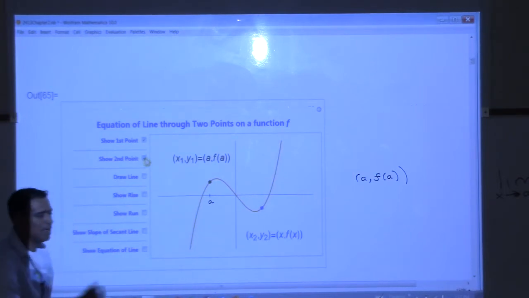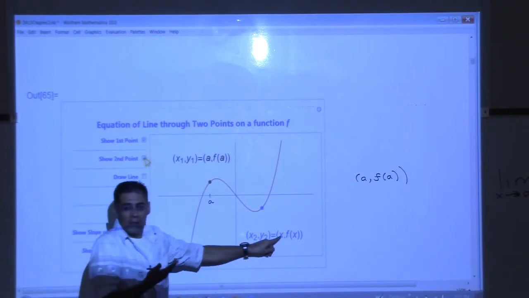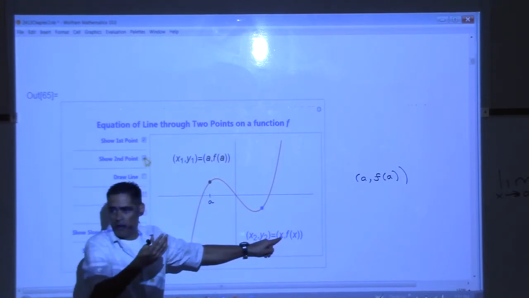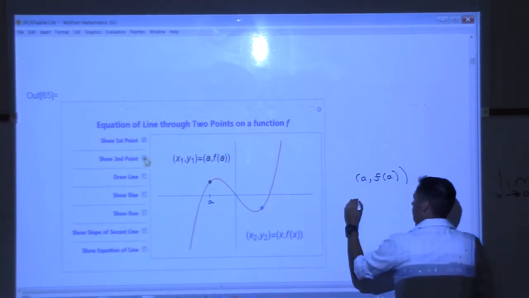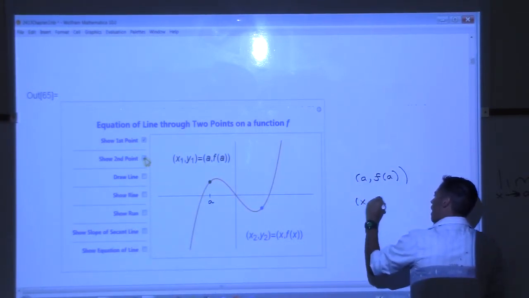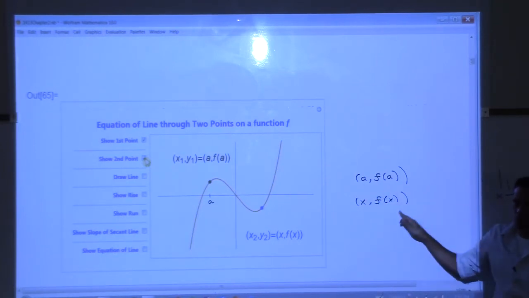My second point can be any point as long as it's not A being plugged in. So we're going to just plug in x. I could have called it B if I wanted to, but we're going to call it x. So my second point is x, f of x, right? So now I've got x1, y1, x2, y2.